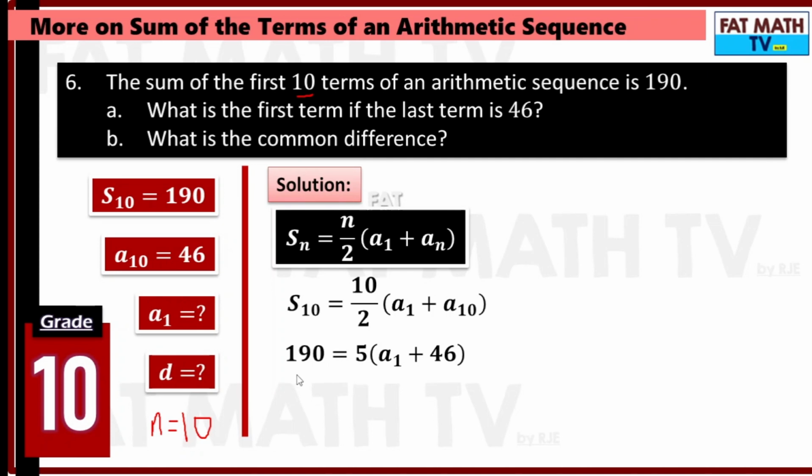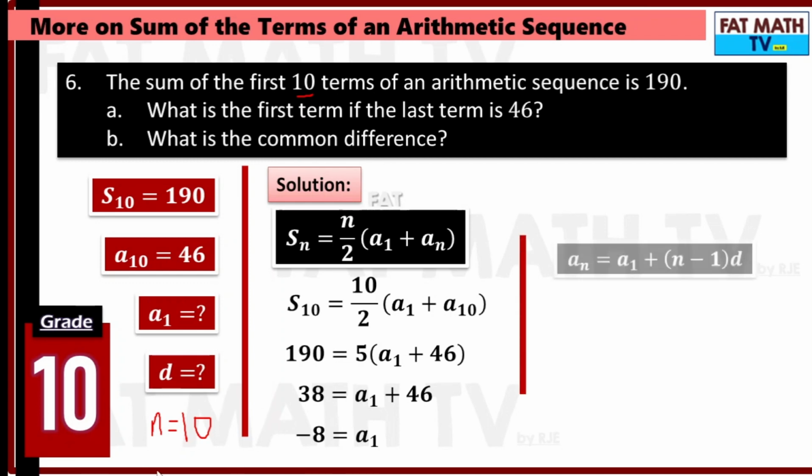Okay, so this is again a linear equation. Divide both sides by 5. 190 divided by 5, that is 38. And then add negative 46 to both sides of the equation. 38 minus 46 is negative 8. So the first term is negative 8.